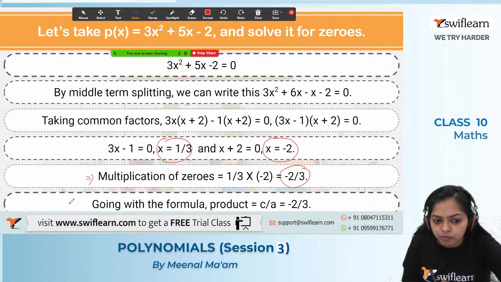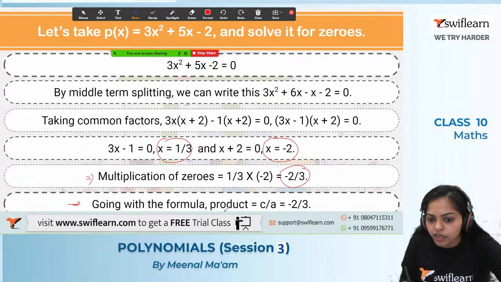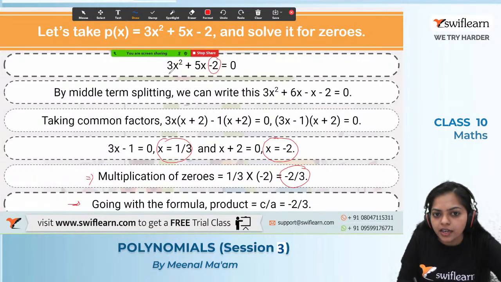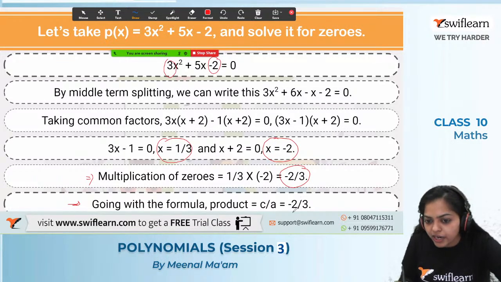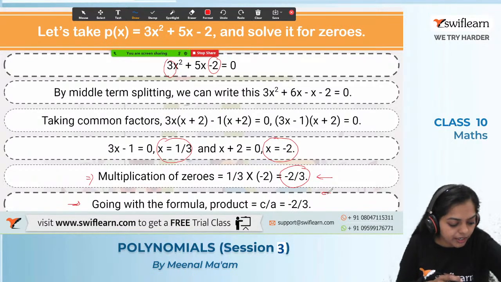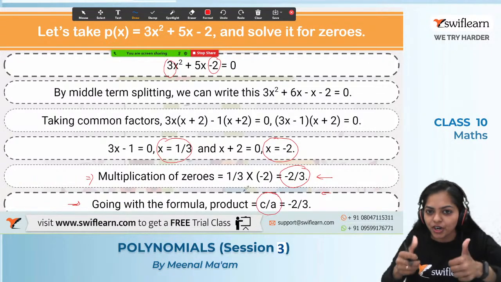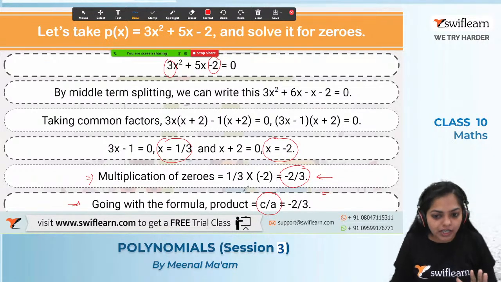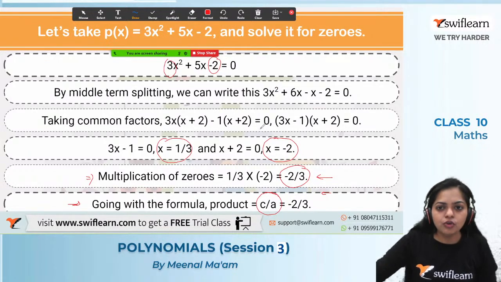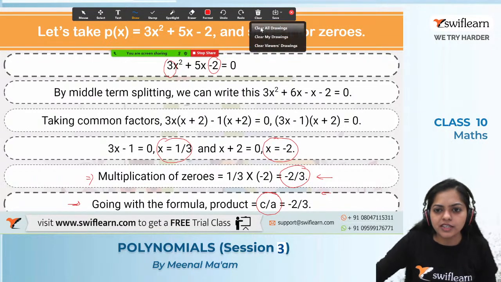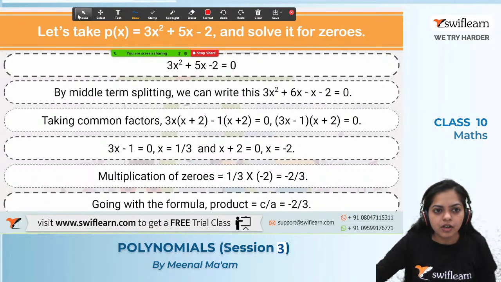And now, verify it by using the formula. The formula for the product is constant term divided by coefficient of x square, or c by a. So here c is minus 2 and a is 3. So we will get minus 2 by 3. And when we verify, these two values are the same. Got it? So we are done with two formulas. Addition will be equal to minus b by a, and multiplication will be equal to c by a. Got it, everyone? Any doubt till here? No? Okay, so no doubt. So, let's solve some more questions. Alright.